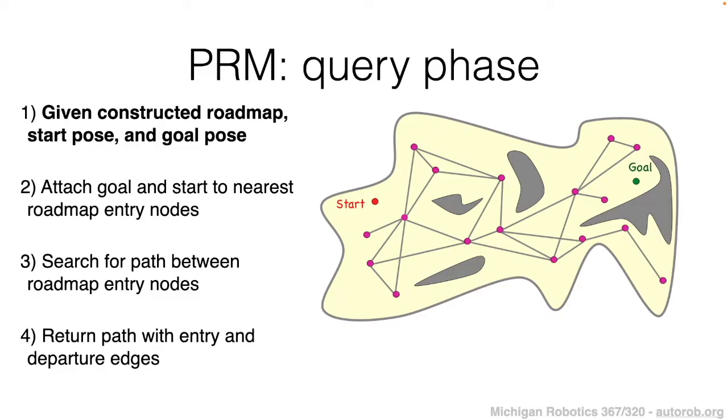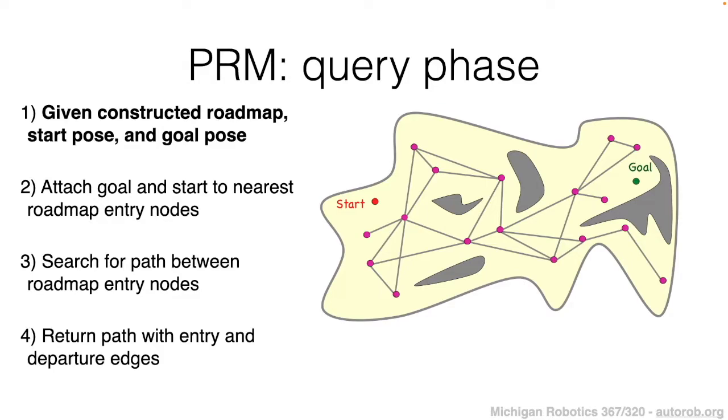At that point, we could use our probabilistic roadmap within the query phase, so we could actually perform route planning and motion planning using our data structure. The query phase is summarized on this slide. There are 4 steps within the pseudocode for this phase.